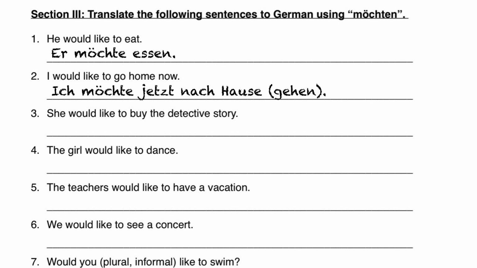Gehen is in parentheses at the end of this sentence because nach Hause tells us that we're probably going towards home, and therefore we don't really need to say gehen again. It's a little redundant. Nummer 3.